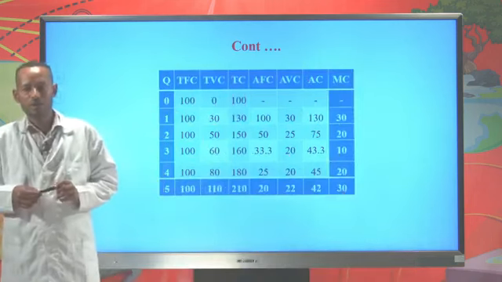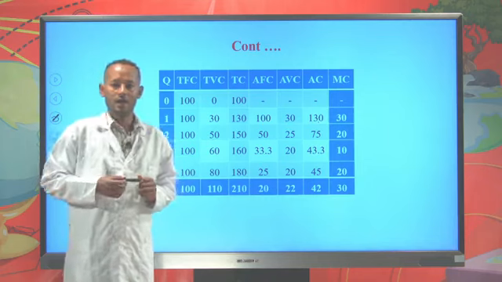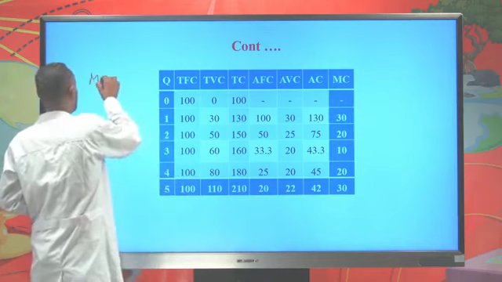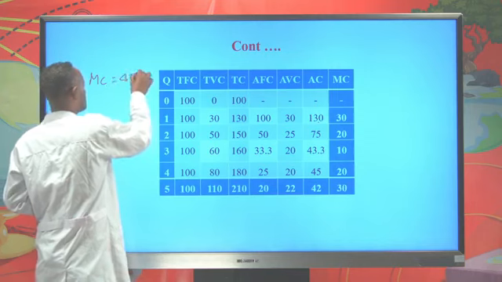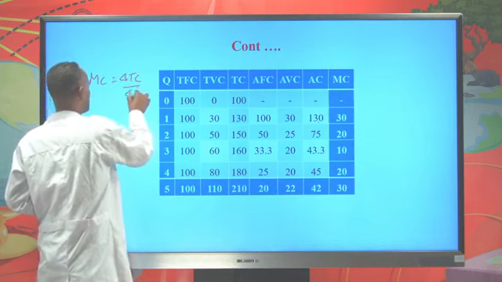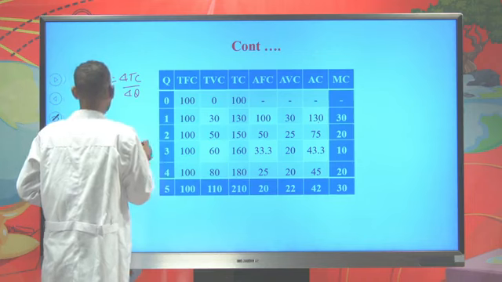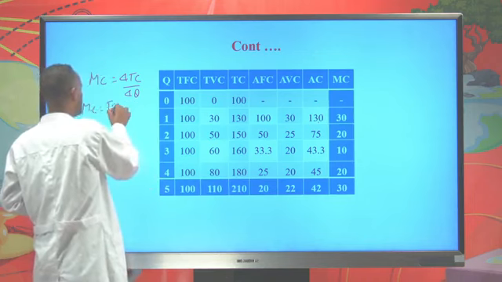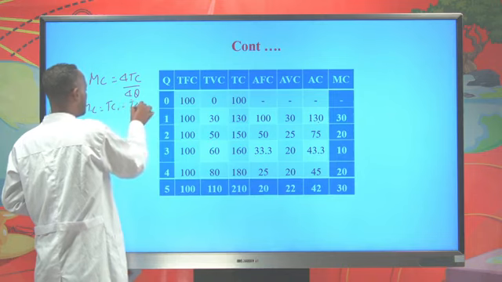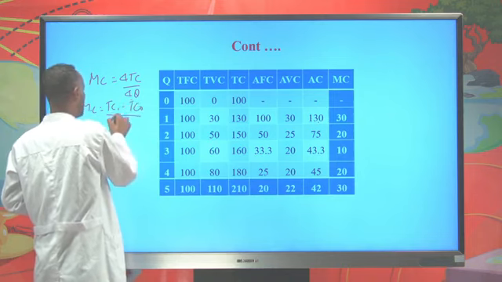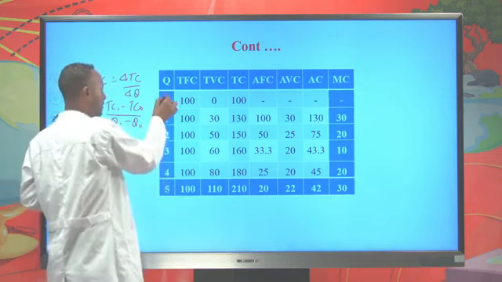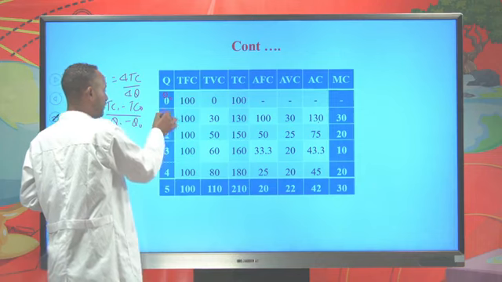Now, the marginal cost of production is mathematically calculated by dividing the change in the total cost of production by the change in output produced and sold. This means the MC is the change in TC, which is TC final minus TC initial, divided by Q final minus Q initial, which is the change in Q. Now let's take this 0 as Q initial and this 1 as Q final.